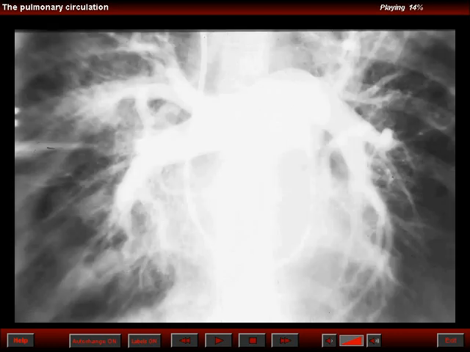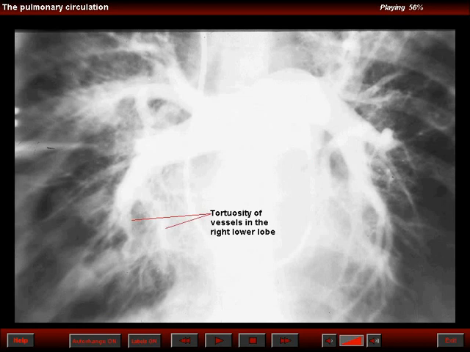In this later phase of the pulmonary arteriogram, one can see tortuosity of intrapulmonary arteries, particularly in the right lower lobe, and hypoperfusion of many areas of the lung. But at no time could we see filling defects nor evidence of abrupt cutoff of vessels.